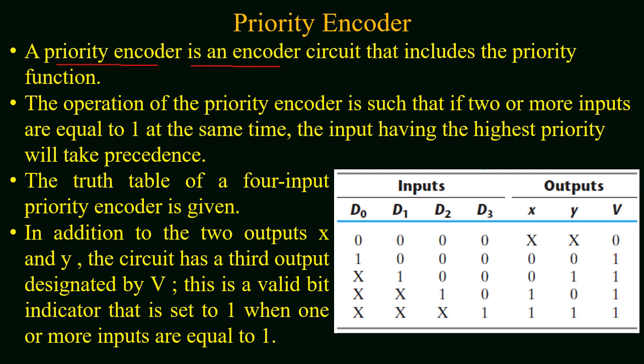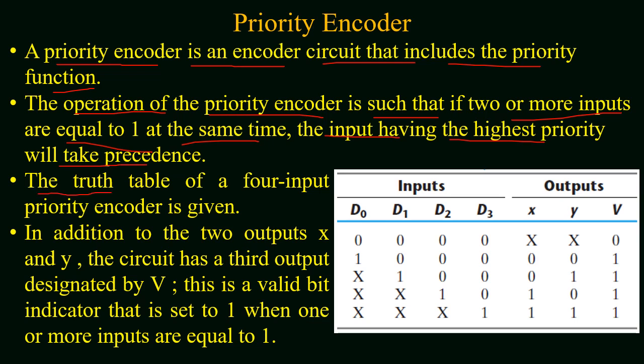A priority encoder is an encoder circuit that includes a priority function. Now the operation of the priority encoder is such that if two or more inputs are equal to 1 at the same time, then the input having the highest priority will take precedence, which will resolve our first problem.